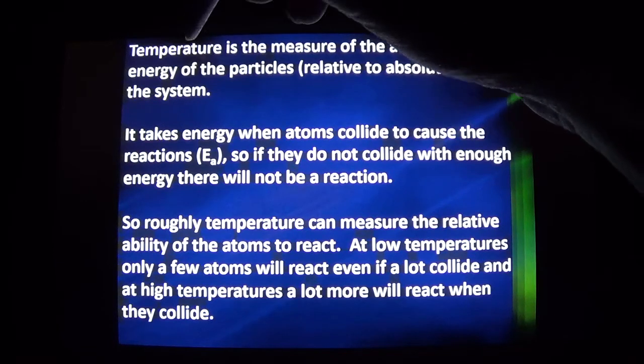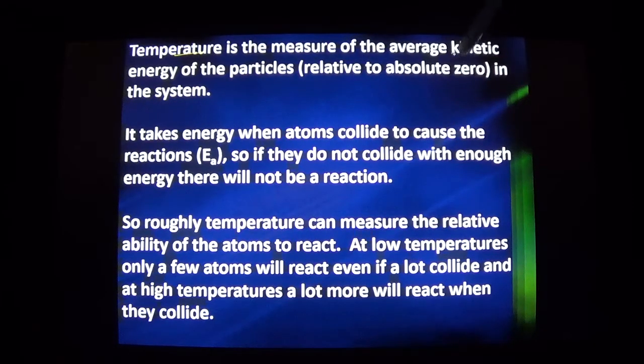So the greater the temperature, the greater the kinetic energy, on average. There's always molecules with less than average kinetic energy. There's always molecules with more than average kinetic energy. But that's what temperature tells us, relative to absolute zero, an idea of how much kinetic energy is in our system.